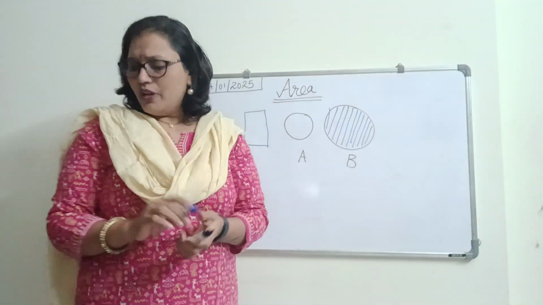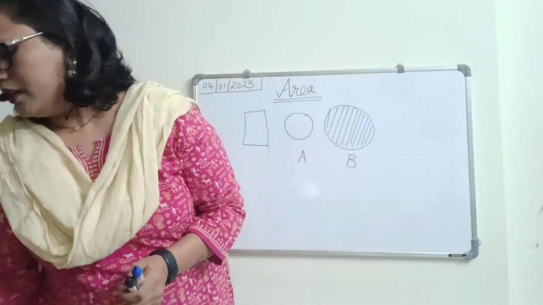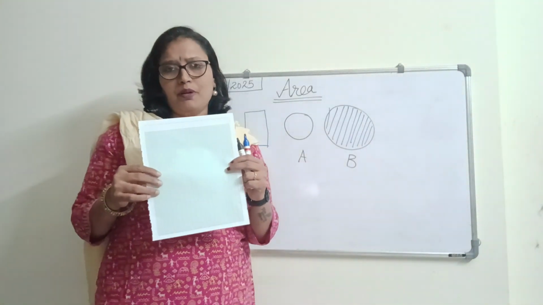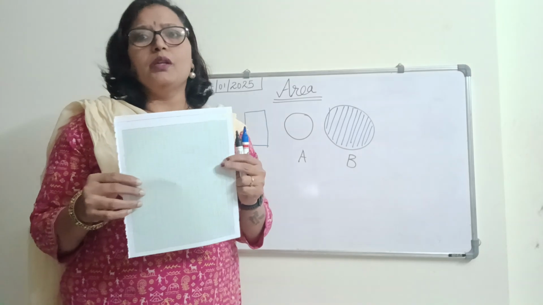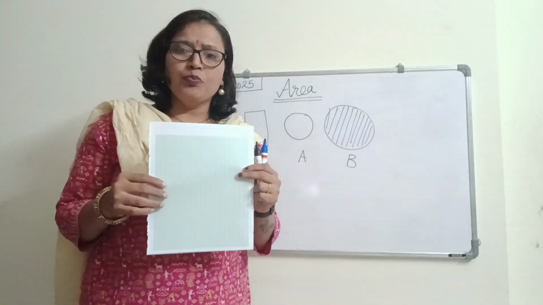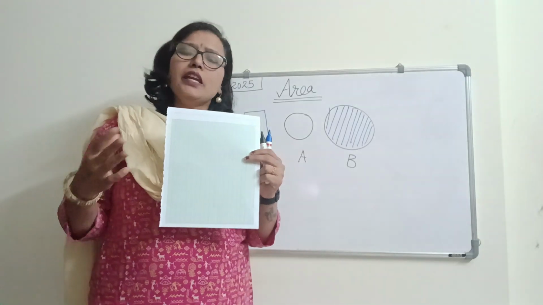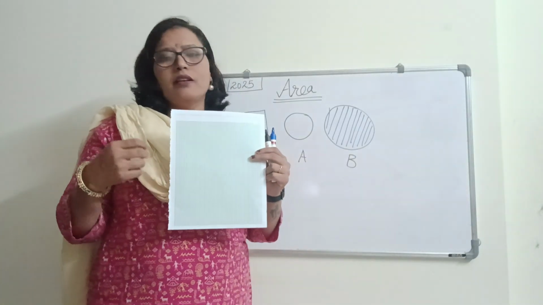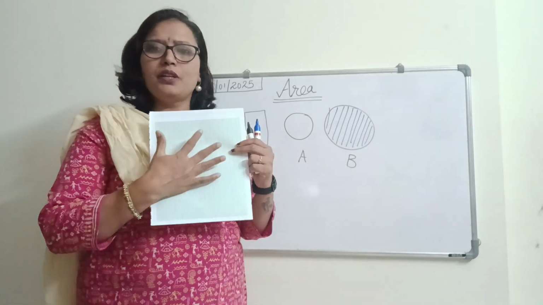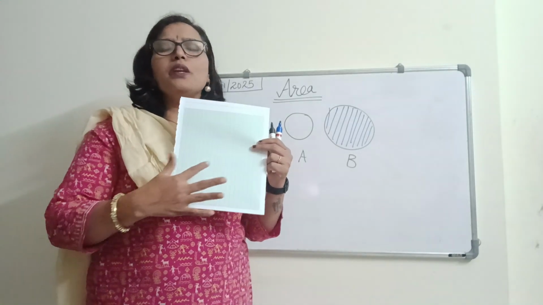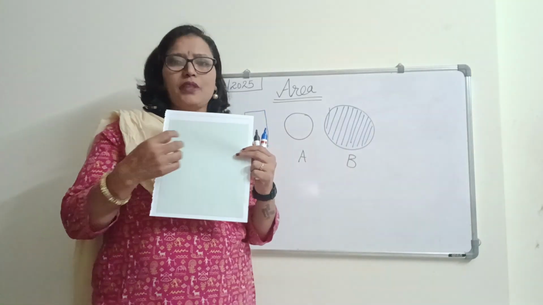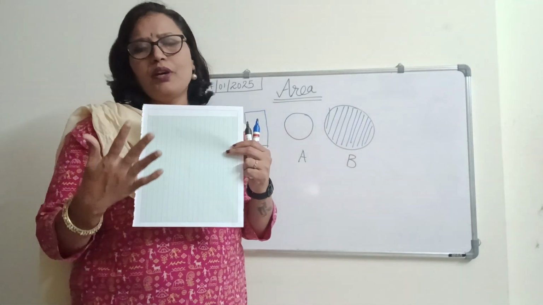For that we have this kind of paper. We call it square paper. Using the square paper we can calculate the area of any figure, a regular figure or an irregular figure, like a leaf or your hand. If you trace your hand and count how many squares your hand is covering, that many squares is the area of your hand.